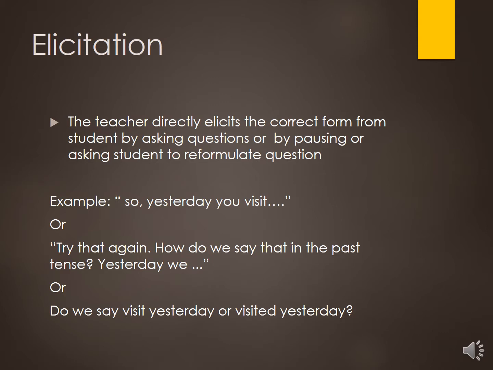Elicitation. Okay, so in elicitation, the teacher directly elicits the correct form from the student by asking questions or by pausing or asking a student to reformulate the question. So here's an example of that. It would be like, "So yesterday you visit," or "Try that again. How do we say that in the past tense? Yesterday we visited," or "Do we say visit yesterday or visited yesterday?" So we're trying to pull that correct form by asking questions.